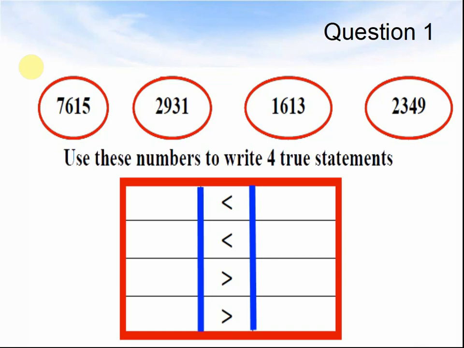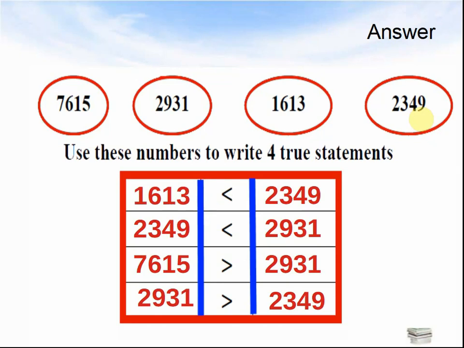Question 1. I have four numbers: 7,615, 2,931, 1,613, and 2,349. Below, I have four statements. Can you put the numbers in the correct order to make these statements true? Pause the video until you are ready for the answers.